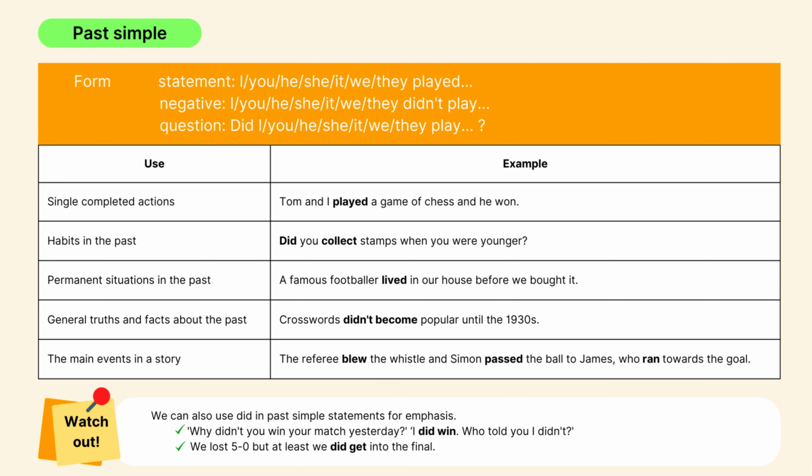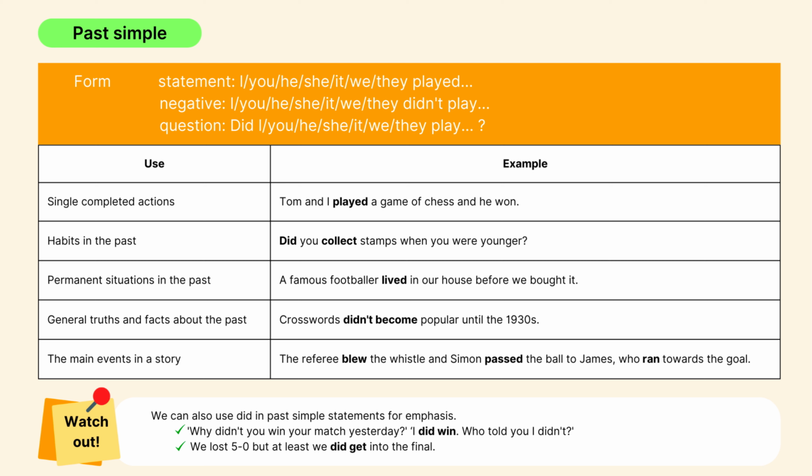Past simple, form. Statement: I, you, he, she, it, we, they played. Negative: I, you, he, she, it, we, they didn't play. Question: did I, you, he, she, it, we, they play?